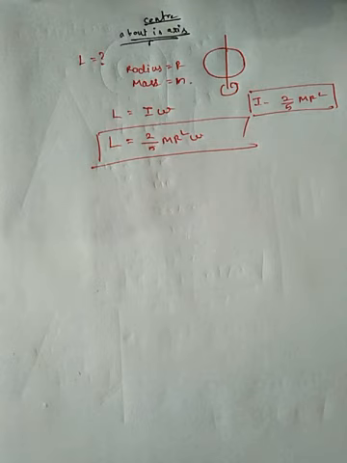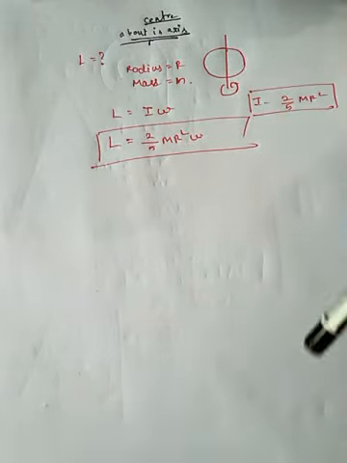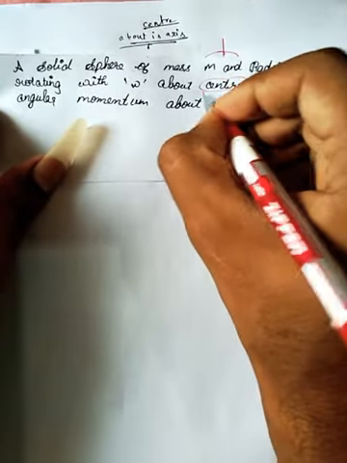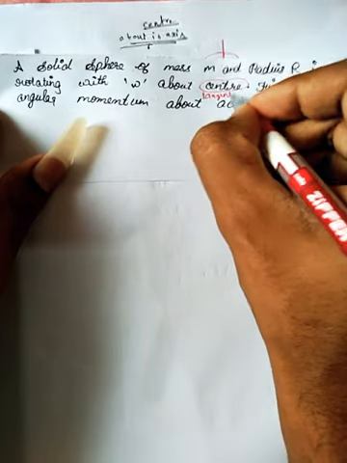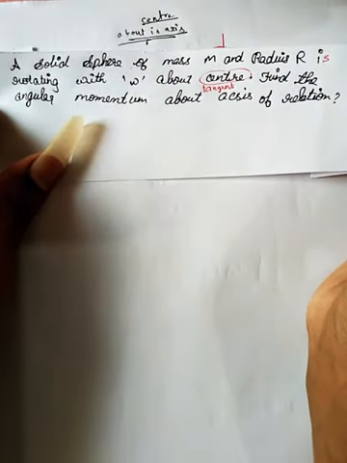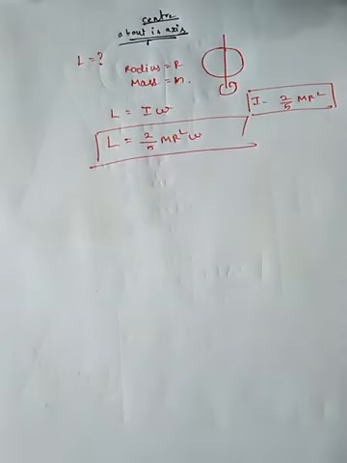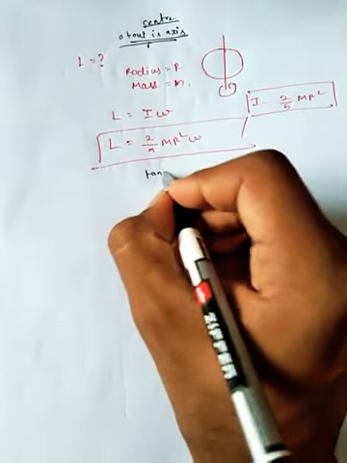If I change this question, the solid sphere of mass m is the same and the radius is the same, rotating with omega about its center. But I'm changing it here: instead of the center, I'm making it the tangent. It's about its tangent. Find the angular momentum about this axis.